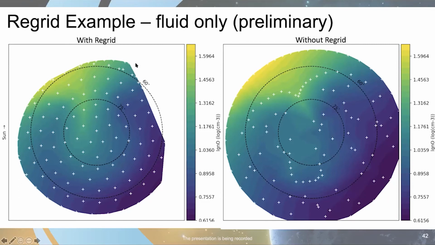Now, there is one problem with the regridding in that sometimes you can have a situation where some of the points on the boundary end up regridding into the interior of the simulation. That's something that I'm fixing, but I'm not ready to show that yet. But that's why you see this sort of bite out on the edge.